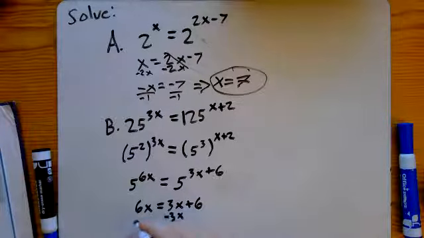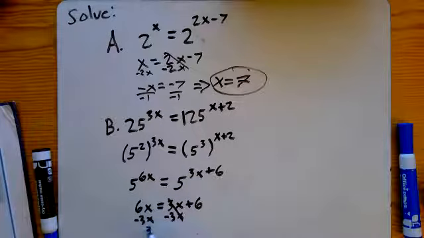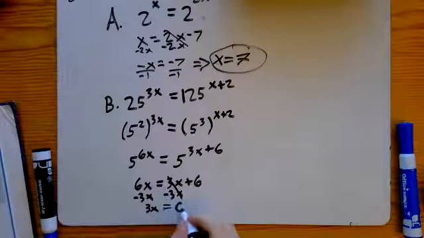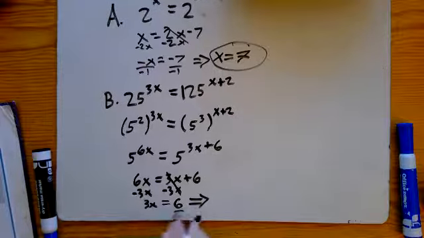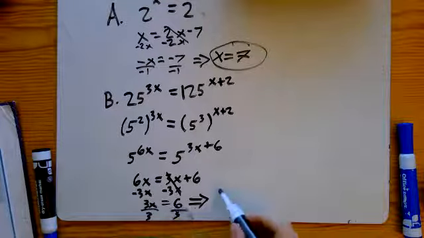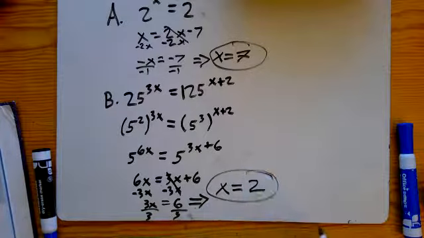Subtract 3x. 6x minus 3x is 3x, equals 6. Divide both sides by, or not divide both sides by 6, I'm crazy. Divide both sides by 3. And we have x equals 2. Look at that. Not so bad.